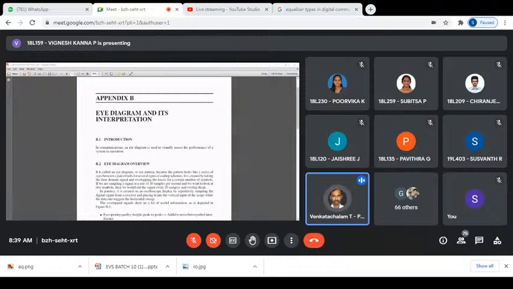Very good morning. Let us now talk about the eye diagram. The other name is eye pattern. Either you can say eye diagram or you can say eye pattern.